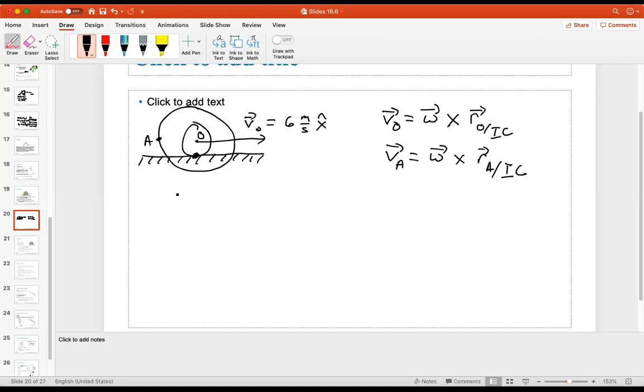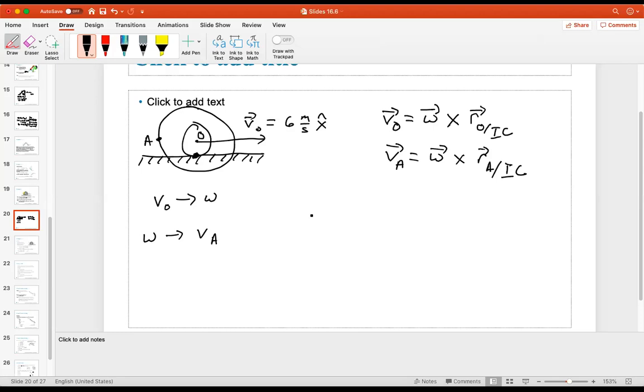So using vector notation, or vector analysis, here's my strategy. I'm going to use VO to find omega, and then I'm going to use omega to find VA. So that's my plan for how to attack this. Let's work out VO.